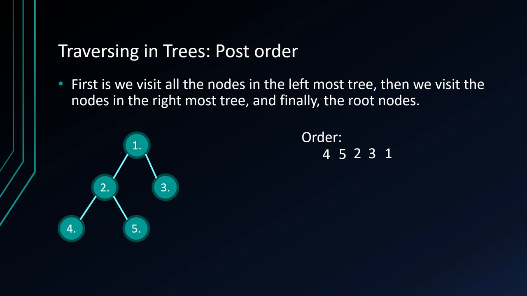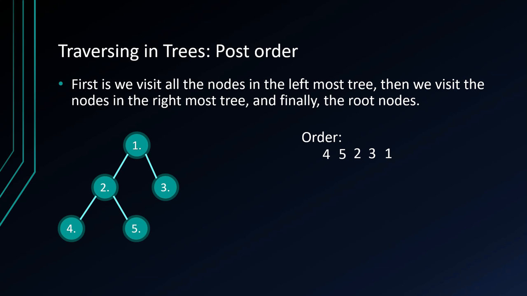Next we have post-order. First we visit all the nodes in the leftmost tree, then we visit the nodes in the rightmost tree, and finally the root nodes. So in this example of post-order, first we visit all the nodes in the leftmost tree, where again we start at the bottom.